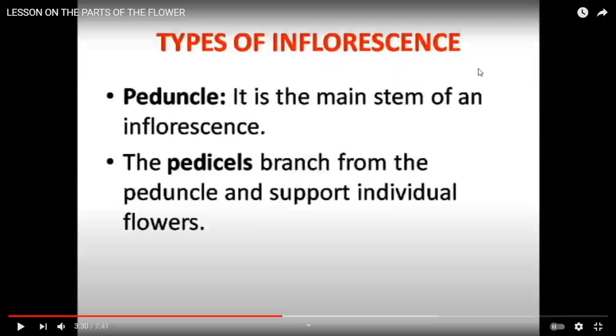Now the peduncle. What's the peduncle? It is the main stem of an inflorescence. The pedicel branches from the peduncle and supports individual flowers.